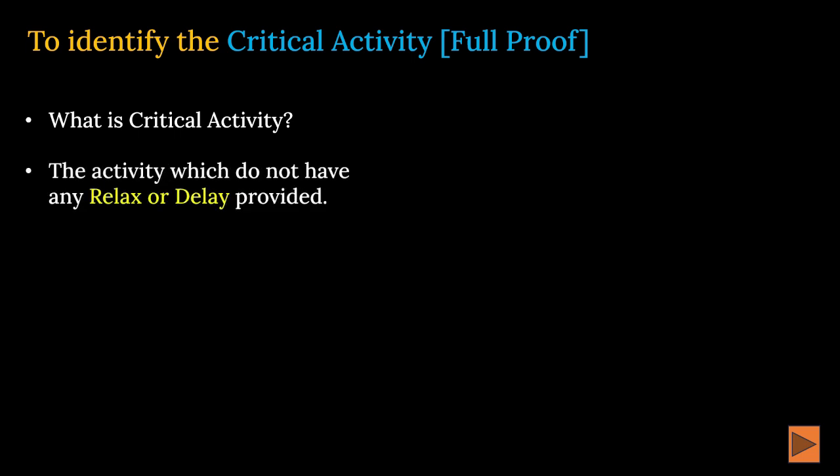We'll go for a foolproof method. So according to the foolproof method, what is the critical activity? We are saying again, earlier we have told there is no relax possible. Now we are saying the activity which does not have any relax or delay provided, that is exactly known as the critical activity. What is relax?